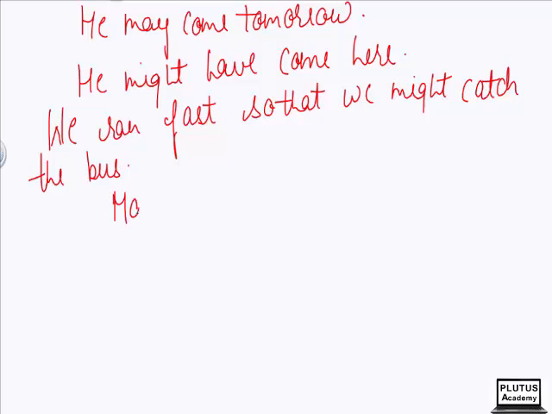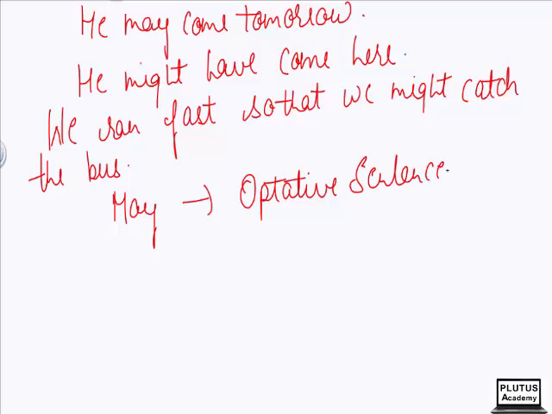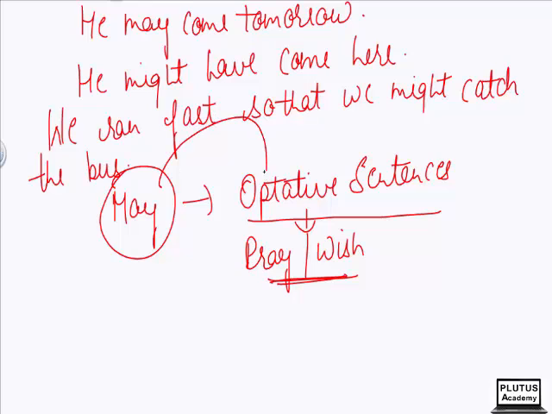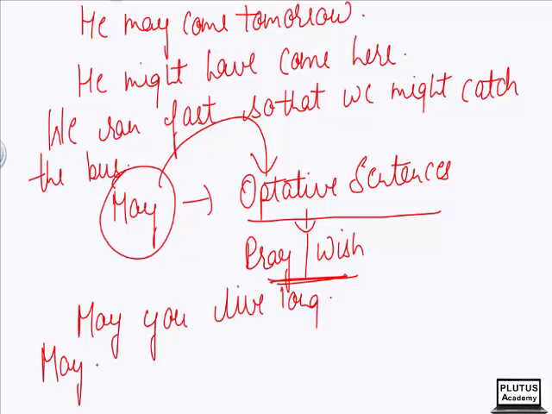We also use may in optative sentences. Optative sentences are those in which we either pray or we wish for someone. May is also used in optative sentences. Let's consider some examples. May you live long. May God bless you.